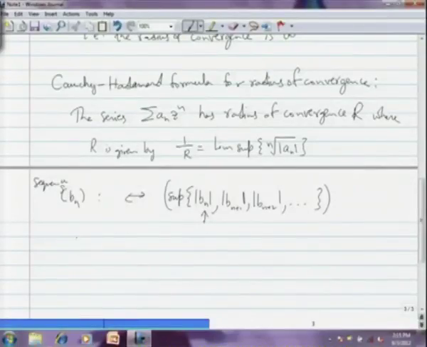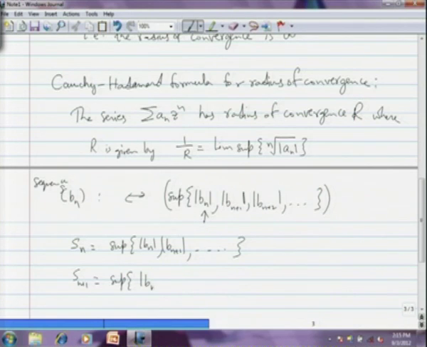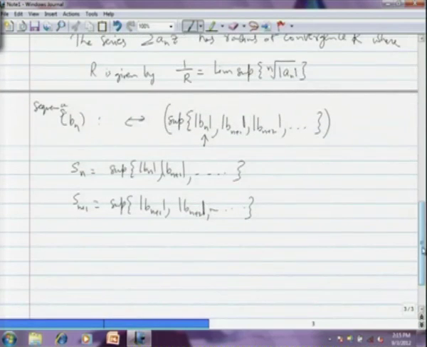So, what I mean by that is, the supremum sequence S n is equal to the supremum of modulus of b n, absolute value of b n plus 1, etc. S n plus 1 is equal to the supremum of modulus of b n plus 1, modulus of b n plus 2, etc. So this sequence S n is the supremum sequence.